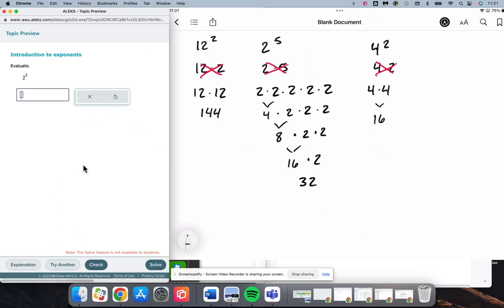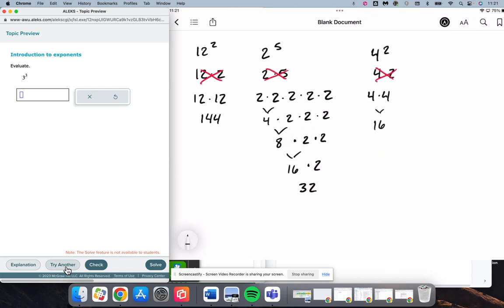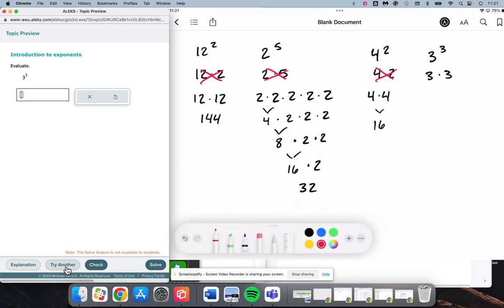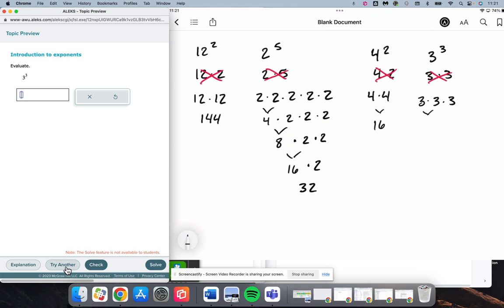All right, and then lastly, we had 2 to the 5th already, so let's try another. 3 to the power of 3, that's an interesting looking one. This is not 3 times 3. 3 times 3 would be 9. This is 3 times itself 3 times: 3 times 3 times 3. So 3 times 3 is 9. Keep the rest. 9 times 3 is 27.